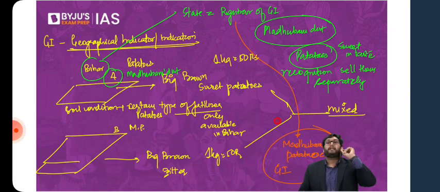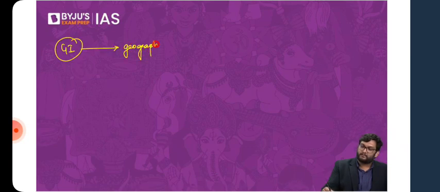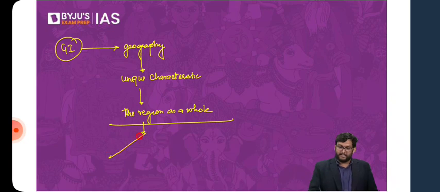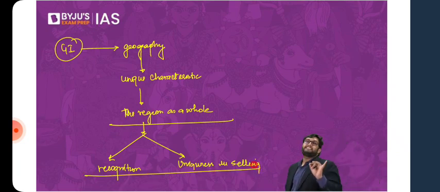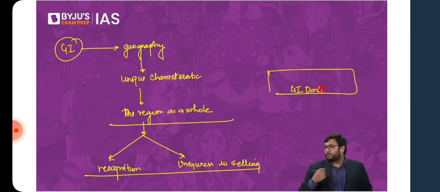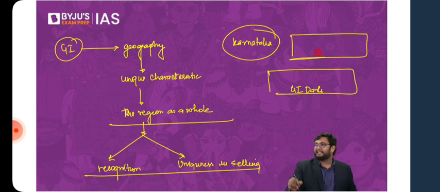So GI has the following characteristics. GI is linked to geography, which gives it a unique characteristic, and that is given to the region as a whole. And it basically has two advantages: recognition and uniqueness in selling. So the first GI which was given in India was Darjeeling tea. So very simply, any producer in Darjeeling can sell the box saying GI Darjeeling tea. On the other hand, if there's a Karnataka producer who produces the same tea, looks the same, can he put on the box Darjeeling tea? No. So this gives recognition, authenticity, and when exported, it also gives recognition.